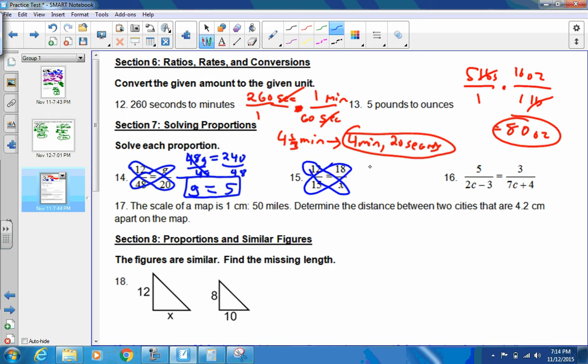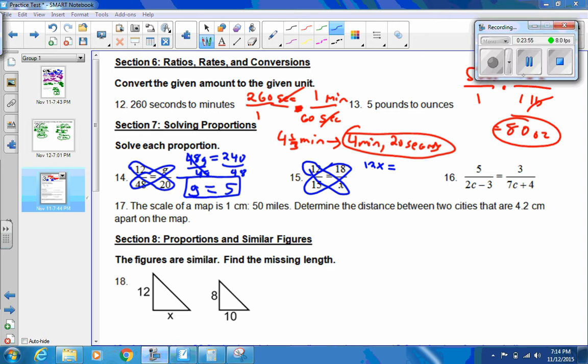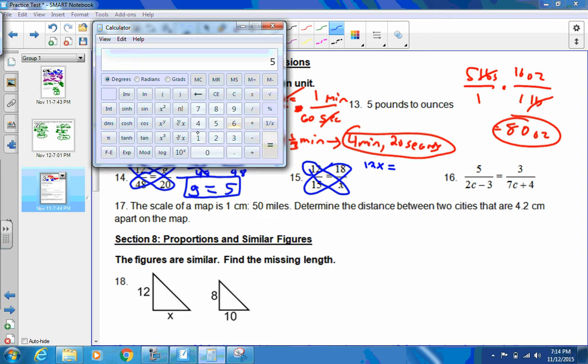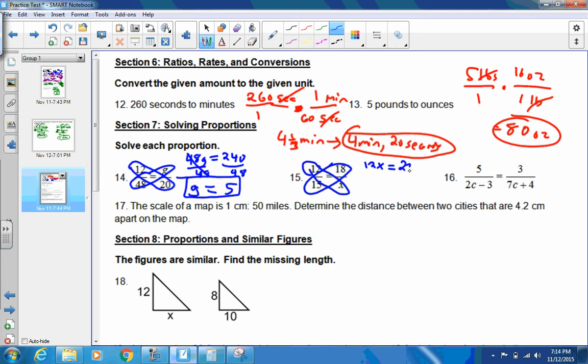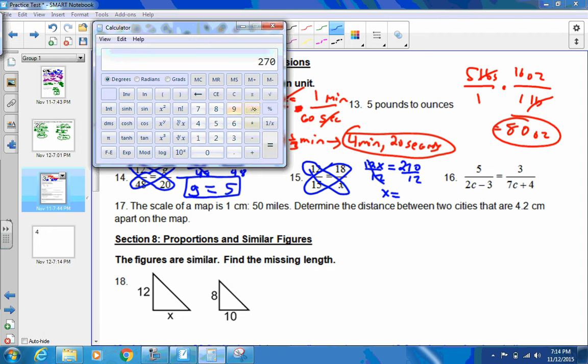12x and 15 times 18, so it'll be 12x. I don't remember what 15 times 18 is, but we can check on a calculator. It's 270. And when we divide both sides by 12, I don't know that we get a perfectly even answer, but 270 divided by 12. Oh, did that wrong. Divided by 12. 22 and a half.